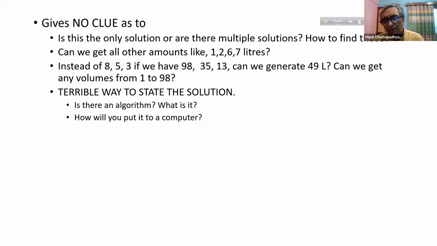Apart from all this, it is a terrible, terrible way to state the solution. For example, the way it is stated is not clear. Is there an algorithm or is it all guesswork, hodgepodge? If there is an algorithm, what is it? And also, how will you put it to a computer? Ideally, if I give you 98, 35, 13, rather than doing it by hand, you will just feed it in a program and get the answer. Right? So this is a partial list of things that are wrong. And we'll see how to find a solution in such a way that you will answer these questions.